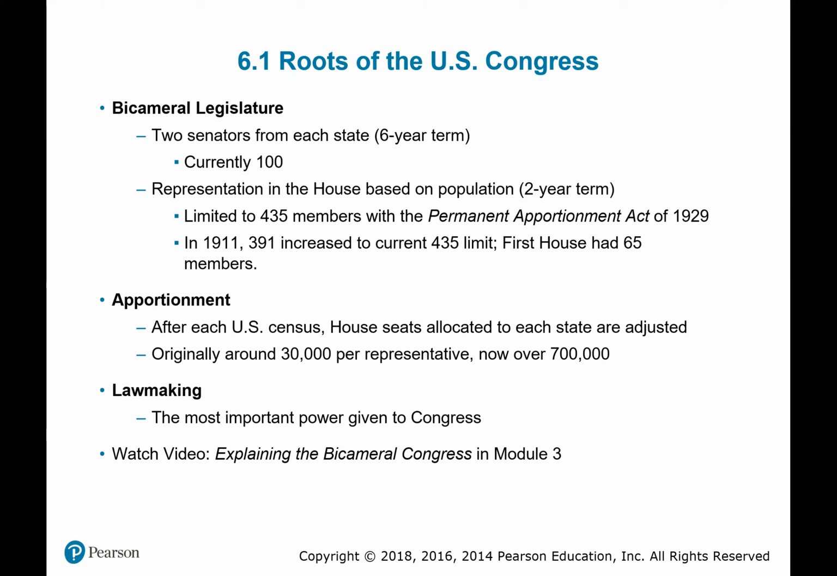So what happened is they had 435 members. They said, this is it. There'll never be more than 435. And so in the future, we're going to do an apportionment, which is after each census, we're going to allocate to each state a certain number of representatives. And you've seen it change vastly over the years. Originally, it was around 30,000 per representative. Now it's well over 700,000.